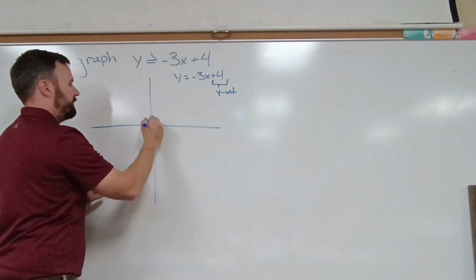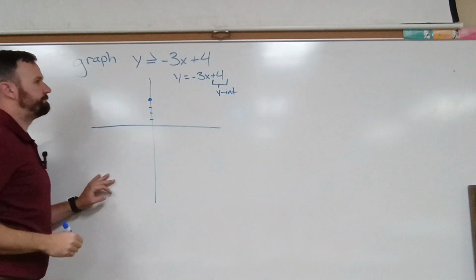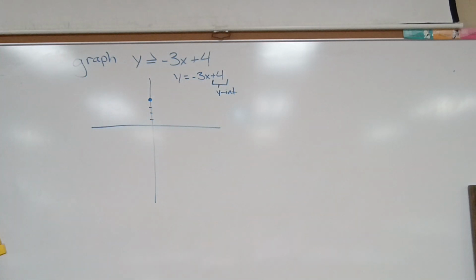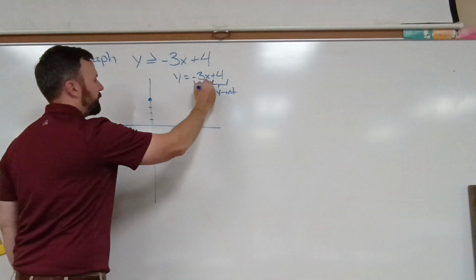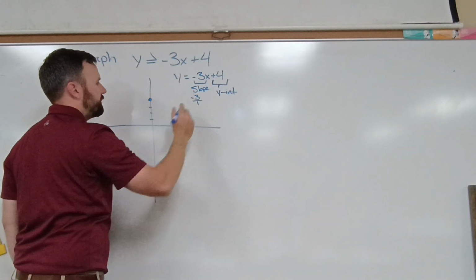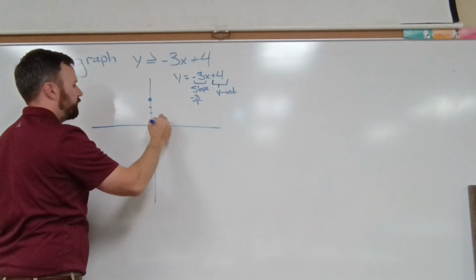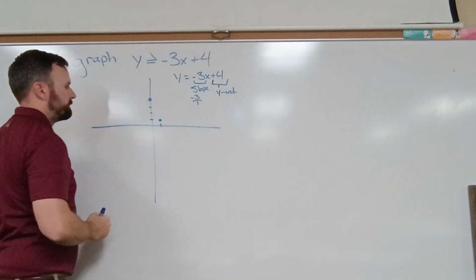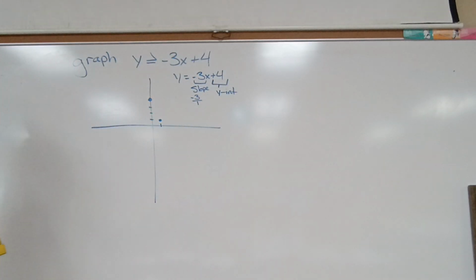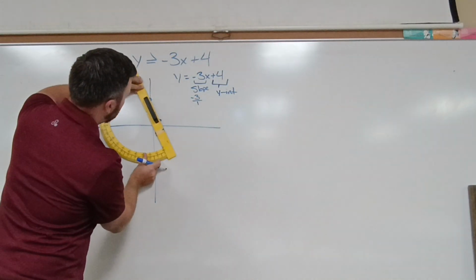Yeah, so I go 1, 2, 3, 4, put a dot. This is my slope or rate. So I'm going to go down 3, 1, 2, 3, over 1, right? Is that all I need to draw a graph? Yeah, 2 points make a line.